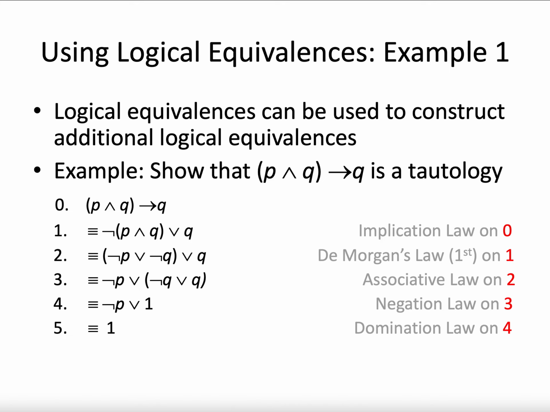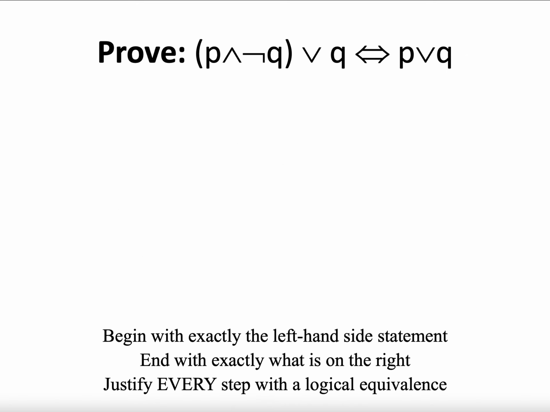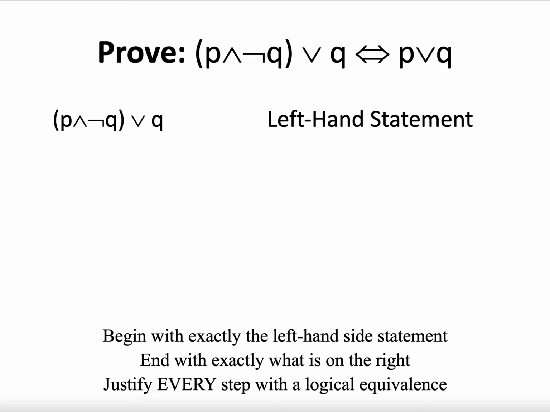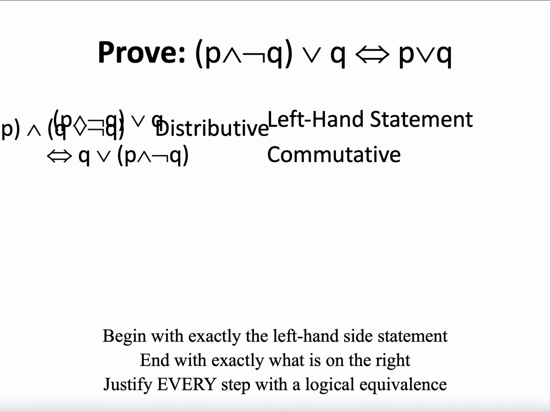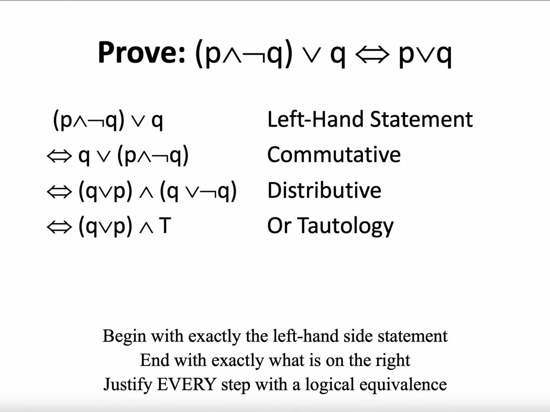So you keep applying different laws to it, and once you've done that, you basically prove that it is a tautology. If you look at this, you begin with exactly the left hand side statement and end with exactly what's on the right. You have to justify every step. That's your left hand statement, that's your commutative, that's distributive, and then you have tautology basically. So every single step has a logical statement to it, and then you have your identity.